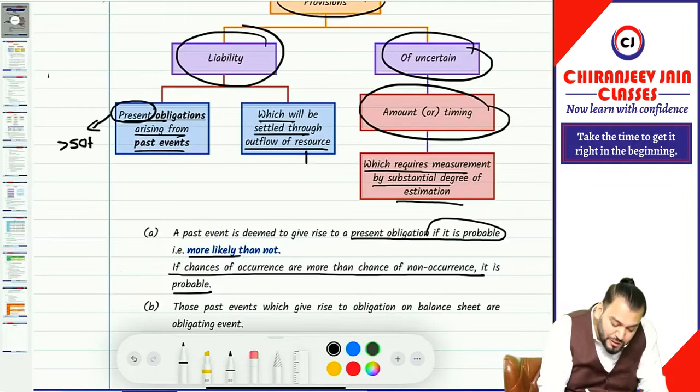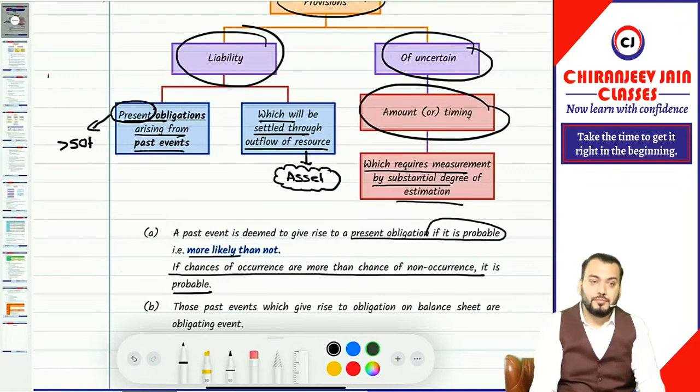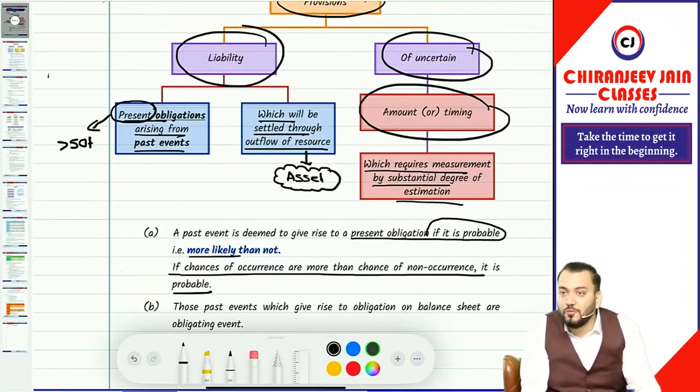When I am saying resource, it means asset. Asset will include cash also. So which will be settled through outflow of resource. Have you understood this point?